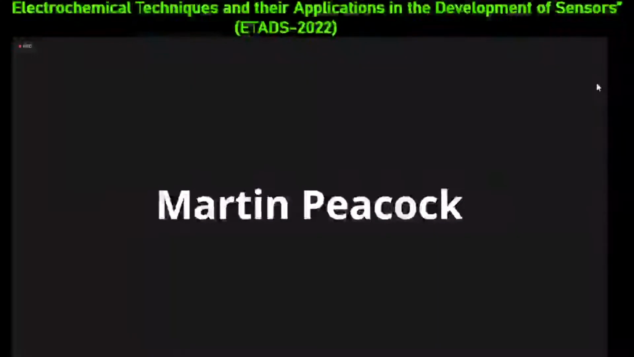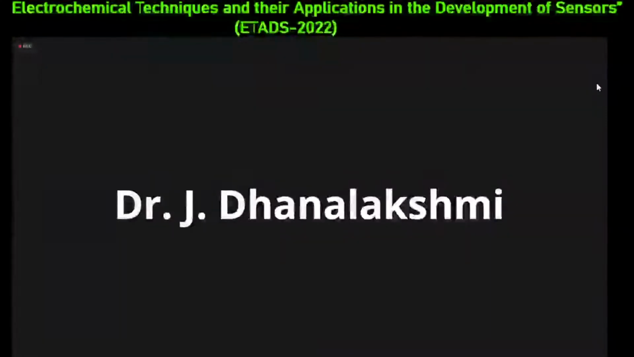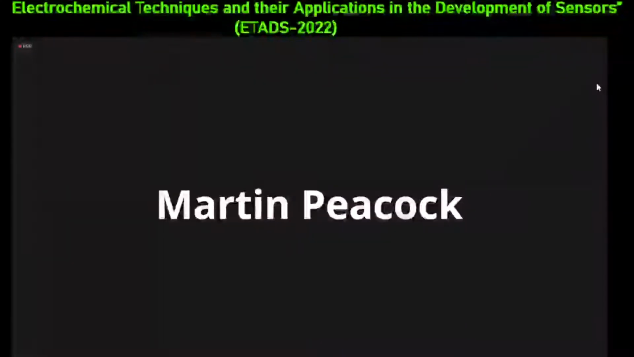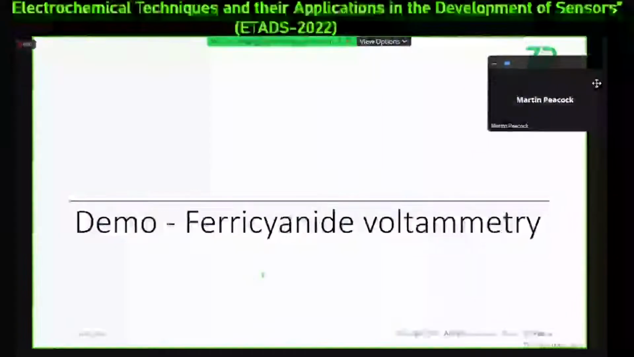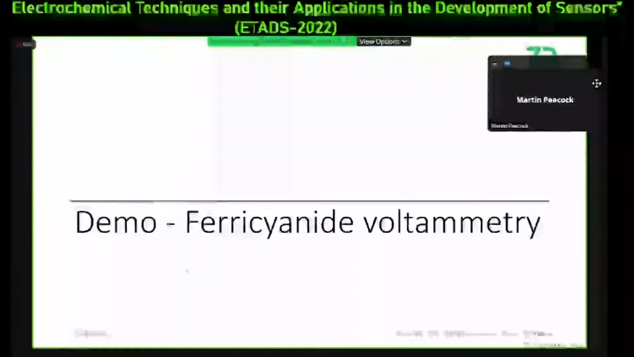Now, what I'm going to do is share my screen, because the guys are going to prepare for another experiment. So hopefully now people will start seeing my screen. If you're having problems seeing my screen, navigate around a little bit, but I'm sharing my screen, and it should say to you, demo ferrocyanide voltammetry.